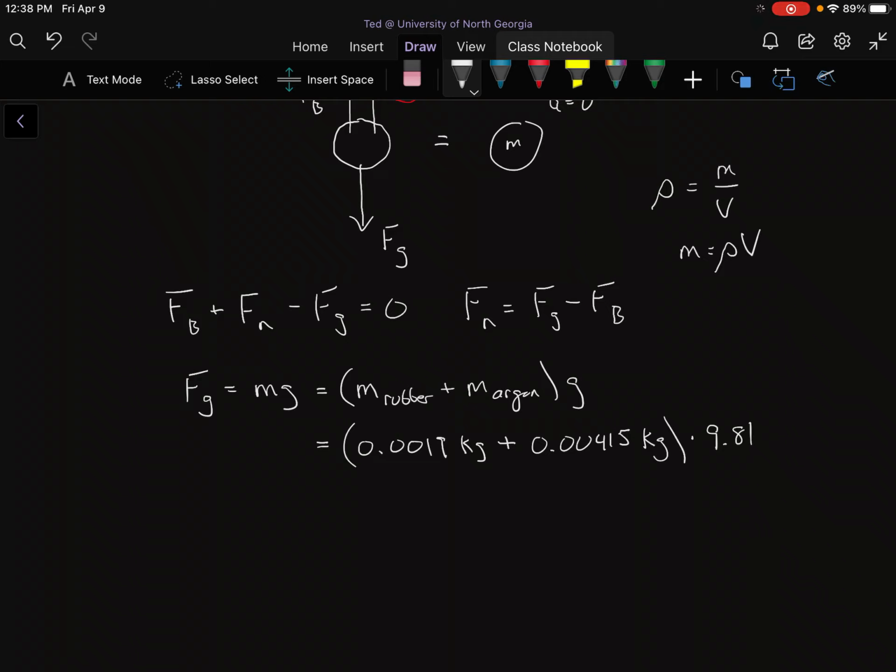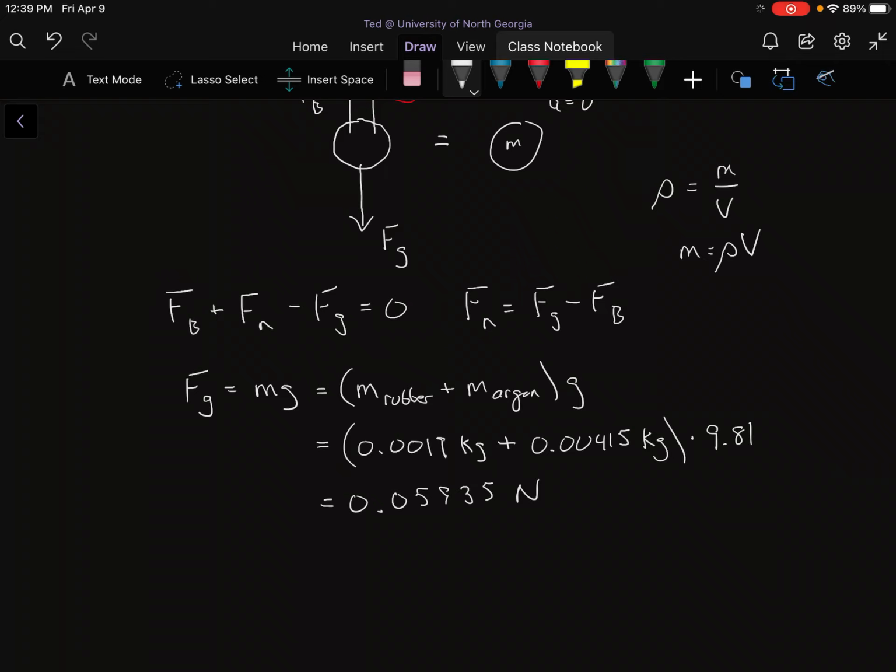Together, the argon was 4.15 grams, the balloon was 1.9 grams, and if we add those together, we get a total of 6.05 grams, which is 0.00605 kilograms, times 9.81, and this is equal to a force of 0.05935 newtons. So that is the gravitational force.